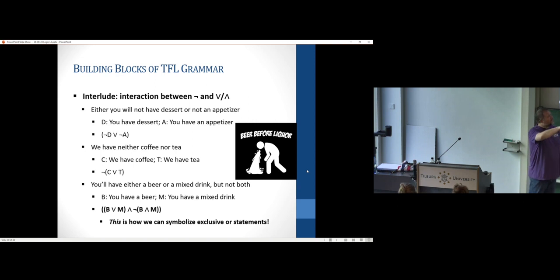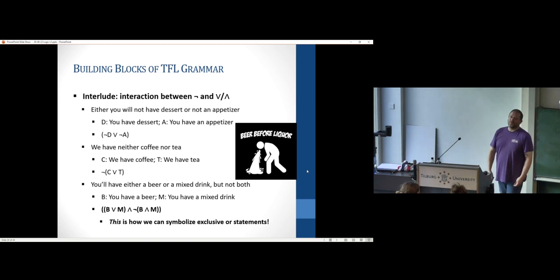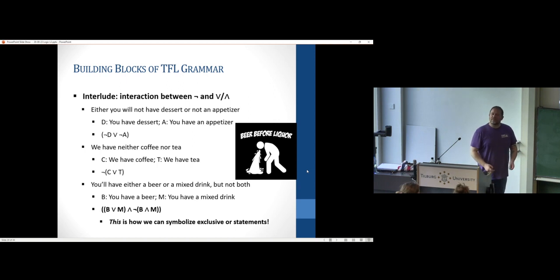And this is how we symbolize exclusive or statements. We have a structure along these lines. We don't have a single symbol. The symbol is always going to be the inclusive or. We have to use a structure like this. Cool. Okay, so we did 3 out of the 5. How are we feeling so far? Kind of making sense?